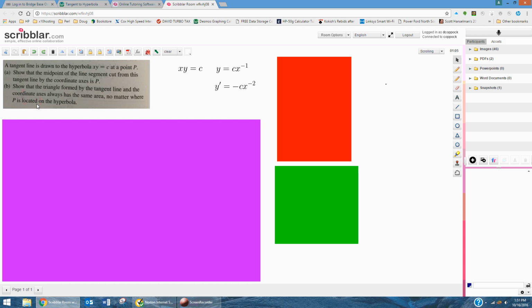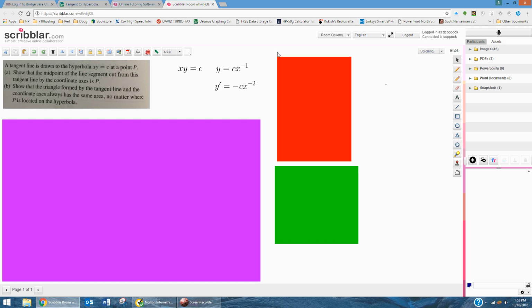Okay, out to the right here, I've written the original equation xy = c. Since we're dealing with tangent lines, there's a good chance we're going to have to find y prime and use that as a formula for slopes of tangent lines to the original graph. So I solve for y as c x to the minus 1, and then found y prime as minus c x to the minus 2.